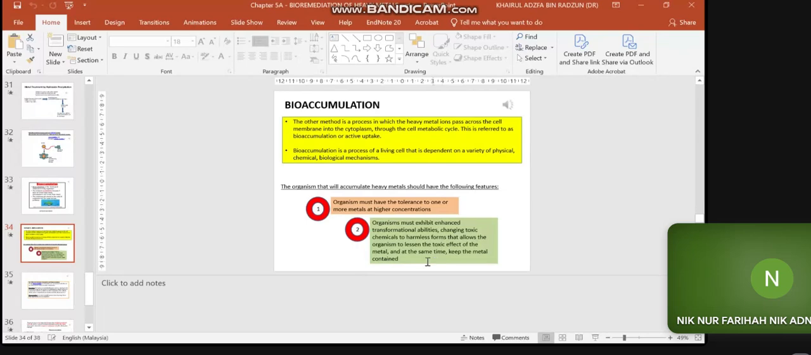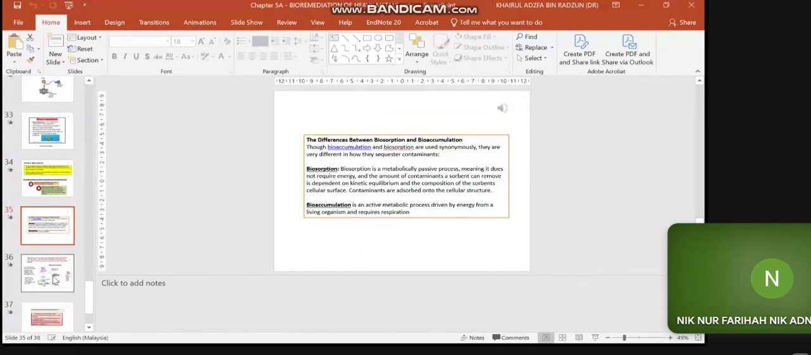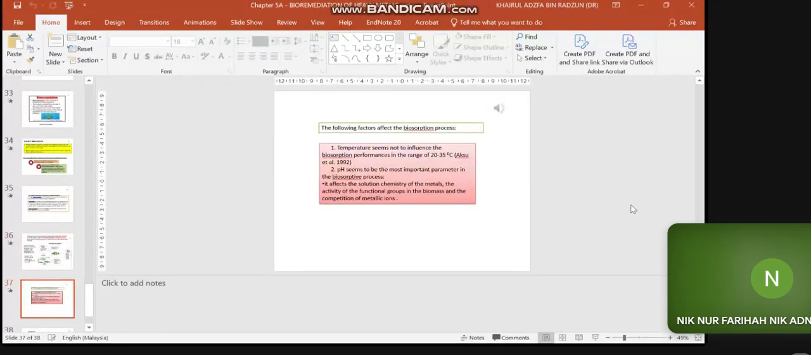And then this one, biochemistry, you can read, just a simple definition is all there. And then this one, as I mentioned to you, the biochemistry. And lastly, the following factors affect the bioabsorption process. Number one is temperature. Temperature does not influence the bioabsorption in the range of 20 to 35 degrees, but if more than that, it will start to become a severe problem.